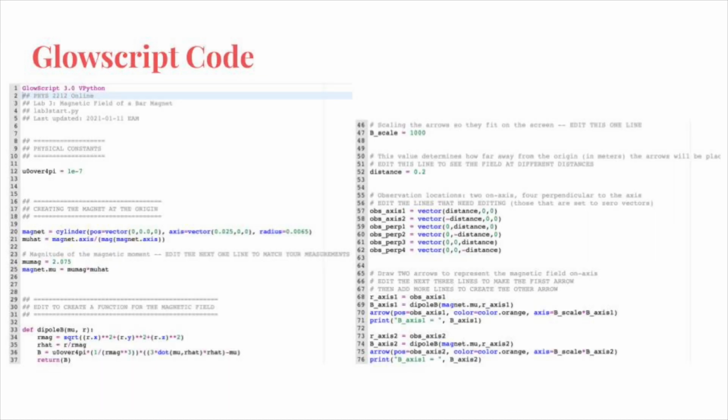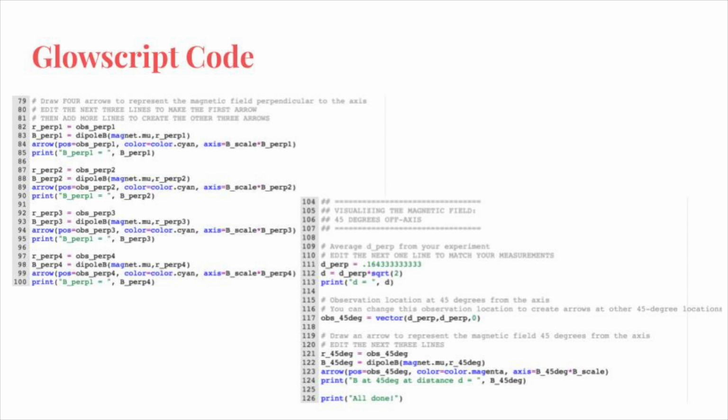The first half of the code is shown on this slide with the mu magnitude that we calculated from our experiment shown on the left as mu mag, which equals 2.075 as discussed before, as well as the function for calculating a magnetic field of a dipole, which is what our bar magnet simulated. To get the best results possible for our visual model from the GlowScript code, I used a B-scale of 1000 and a distance of 0.2 meters throughout.